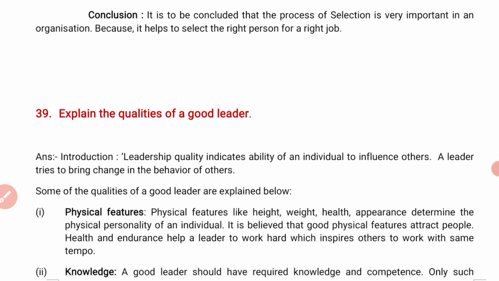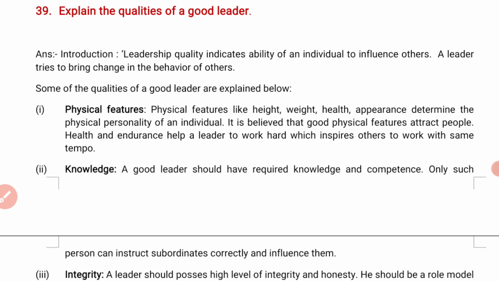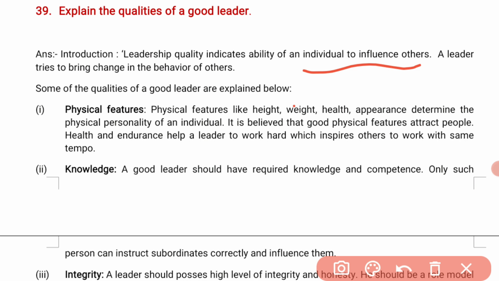Next question, that is, explain the qualities of a good leader. The 39th question, that is the 5th question: explain the qualities of a good leader. So first we are going to write the meaning of leadership as an introduction. Leadership quality indicates the ability of an individual to influence others. Obviously, leadership is nothing but the quality which indicates the ability of an individual to influence others. A leader tries to bring change in the behavior of others.